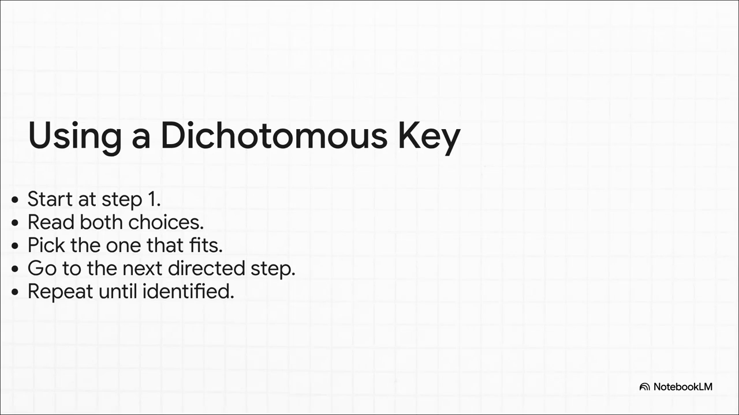Let's shift gears to a different kind of tool, one for identifying organisms. It's called a dichotomous key. It sounds complicated, but that prefix di just means two. And that's the whole secret. At every single step, you only have two choices. It's really just a process of elimination. You look at your mystery organism, you start at step 1, and you pick which of the two descriptions fits. That choice tells you where to go next. You just keep repeating that process, narrowing it down, until bam, you've got your answer.